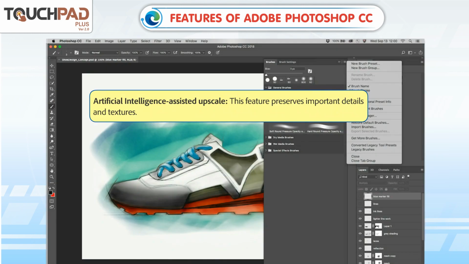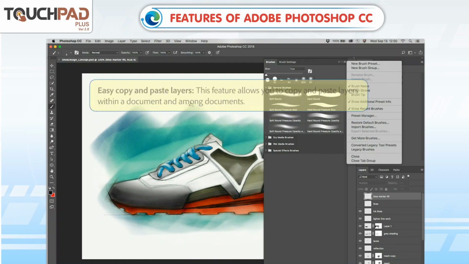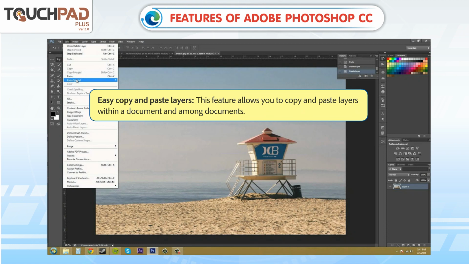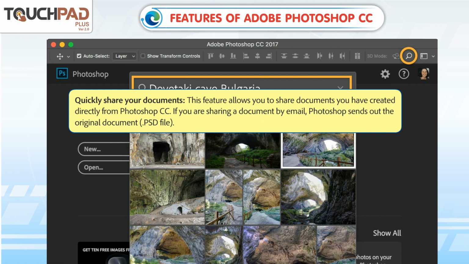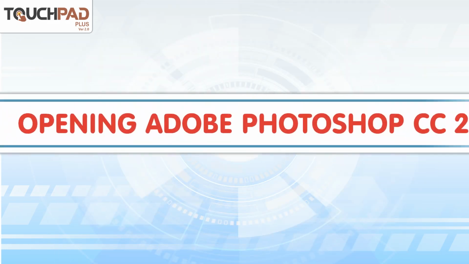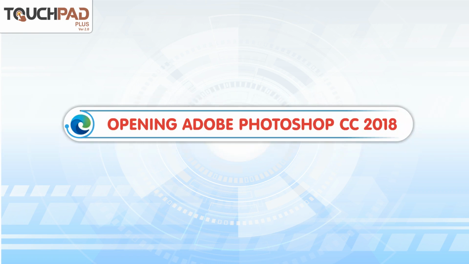Artificial Intelligence Assisted Upscale. This feature preserves important details and textures. Easy Copy and Paste Layers. This feature allows you to copy and paste layers within a document or among documents. Quickly share your documents. This feature allows you to share documents you have created directly from Photoshop CC. If you're sharing a document by email, Photoshop sends out the original document .psd files.